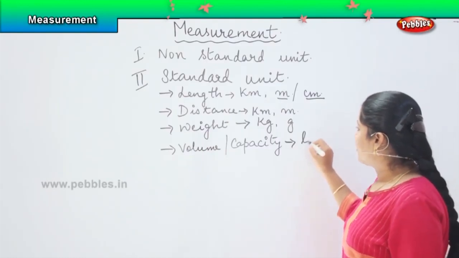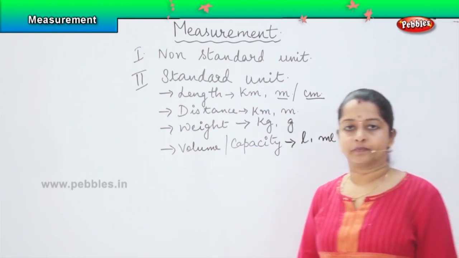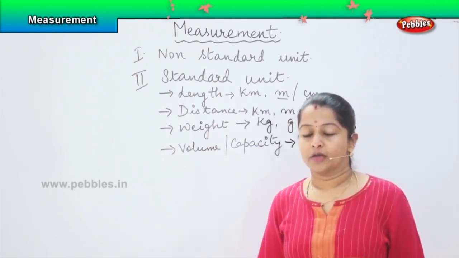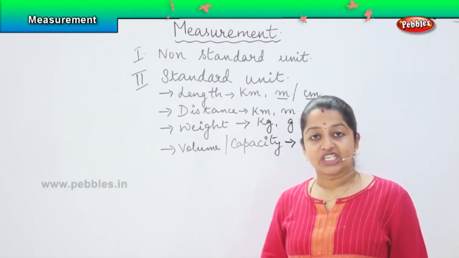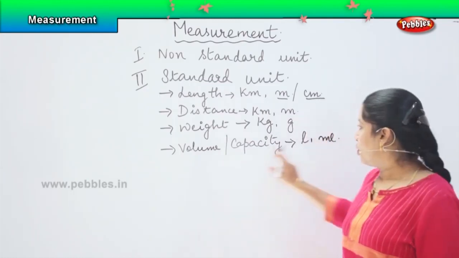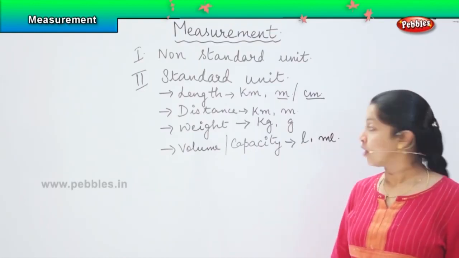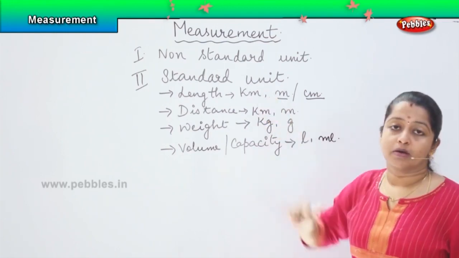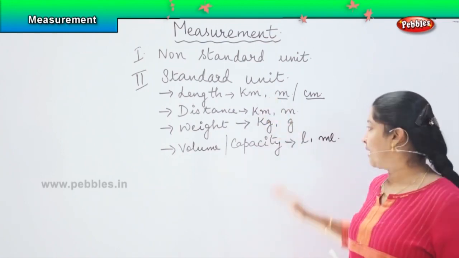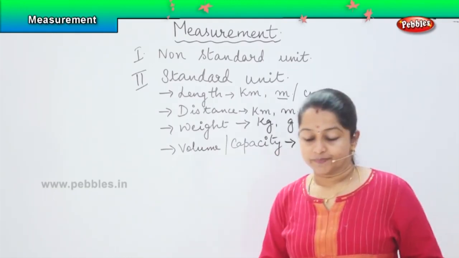Volume is generally used when it is a liquid item. For example, water, milk, oil, shampoos, everything. You will be measuring it in terms of liter and milliliter. You will not be measuring them in kilogram or kilometer or centimeter. Usually the liquid items will be measured in liter and milliliter.